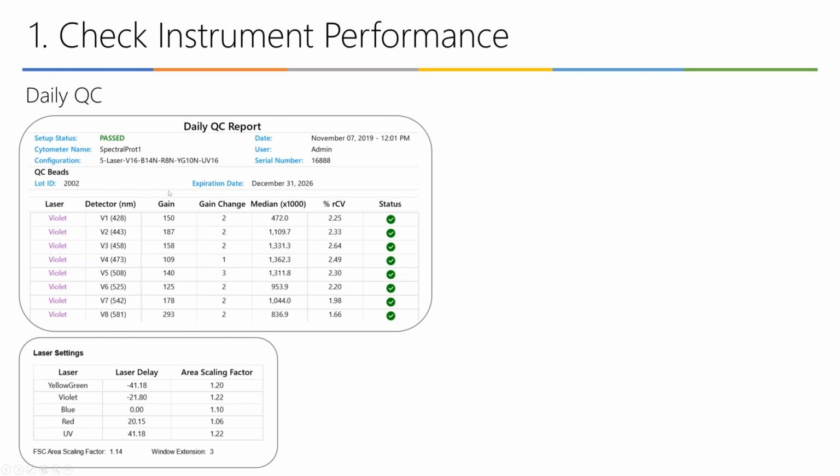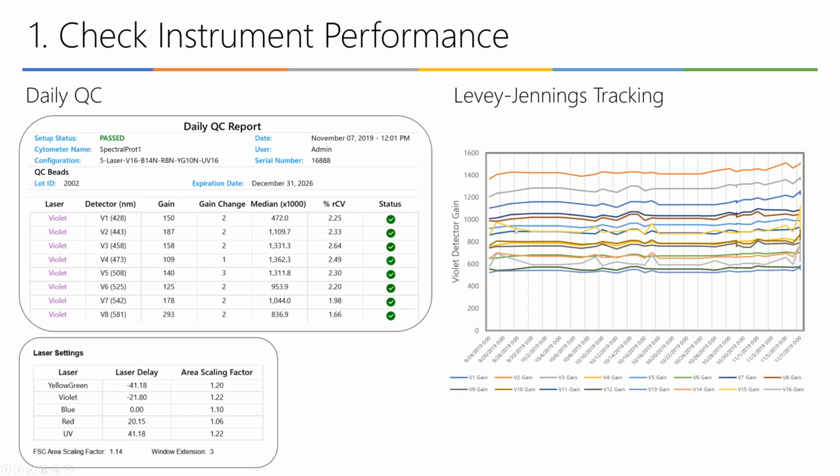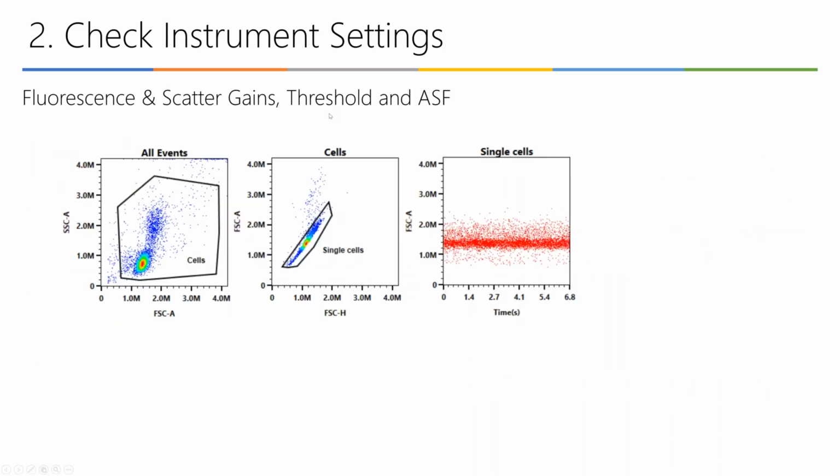So look at the settings for your QC and the settings for your samples. If you're using Cytek assay settings, that should be similar. We also have an added bonus, the Levey-Jennings tracking, for customers to visualize the instrument performance across time and find if there's any issues.